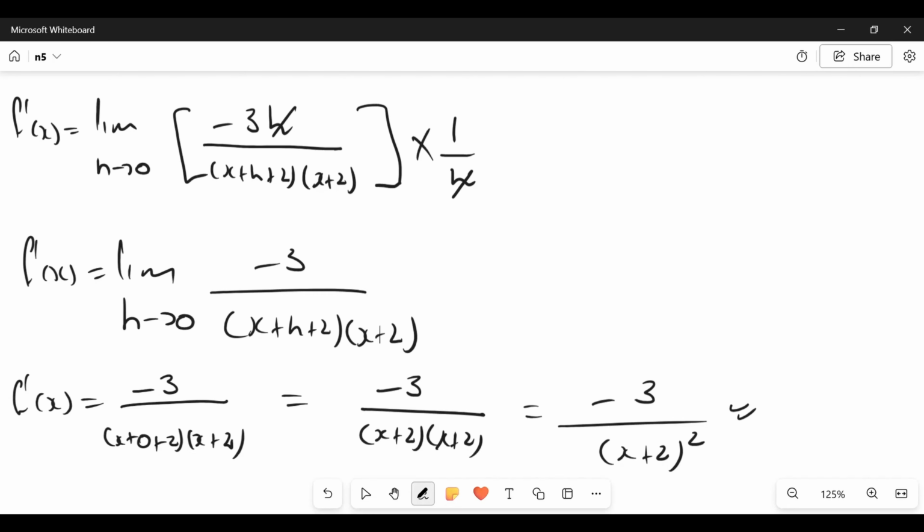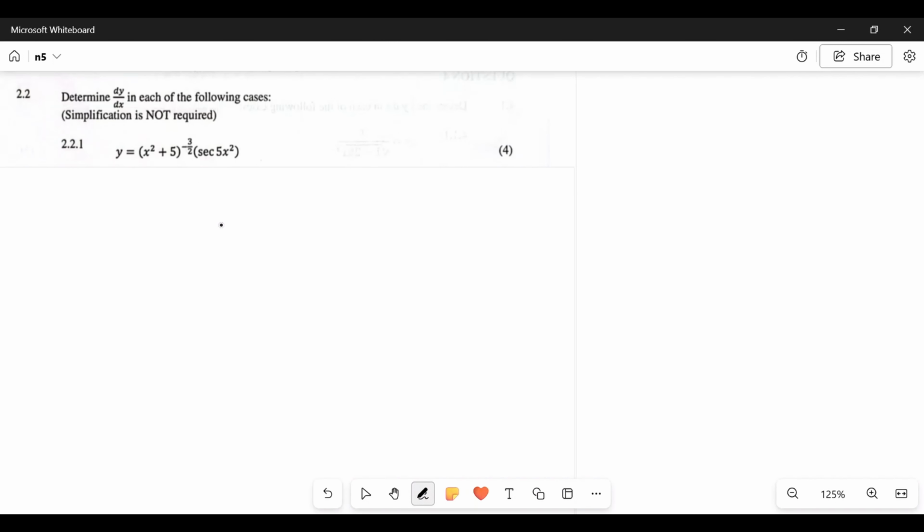We are done with the first question, guys, which was 2.1. How about we go and do the second question, which is 2.2. Like I said earlier, 2.2 has two sub-questions. So far, we're going to focus on 2.2.1. But first, let's read the statement here. The statement goes like this: determine dy over dx in each of the following cases. Simplification is not required.